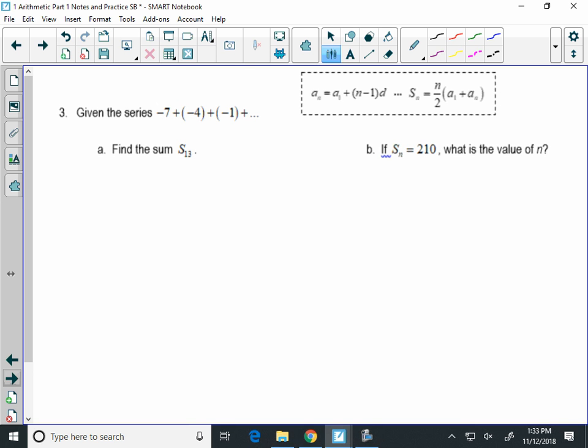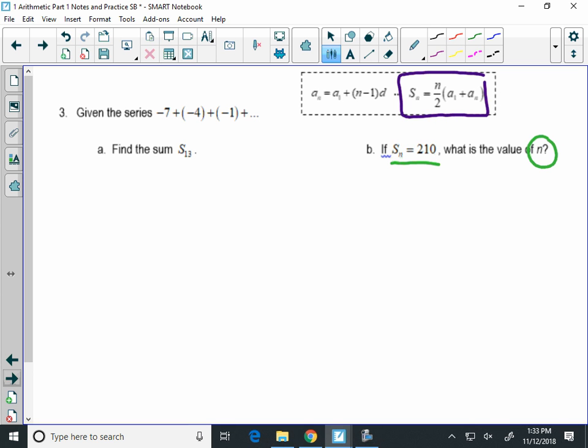So we have this pattern. -7 plus -4 plus -1, on and on. And I want to tell you that the sum of a bunch of numbers in this pattern is 210. We want to know how many numbers n did we add up to get the sum of 210. So we're talking about a sum here. So in this sum, we need n, right? That's in our formula. We don't know what n is, so that's what we're trying to find.